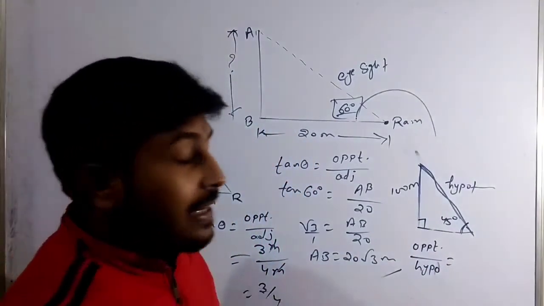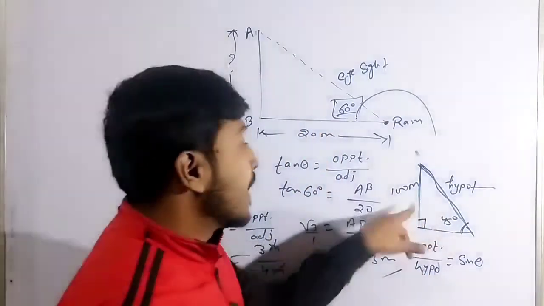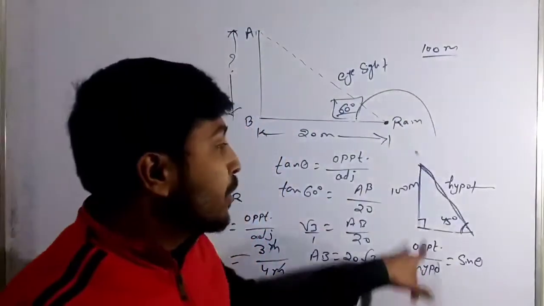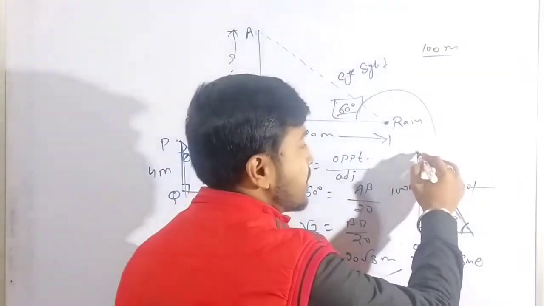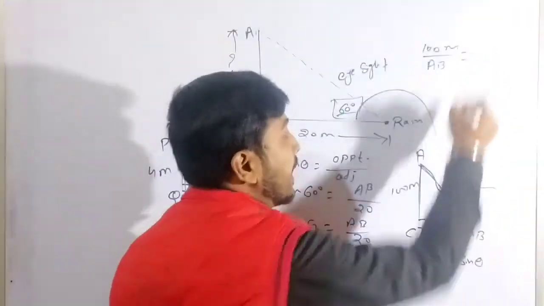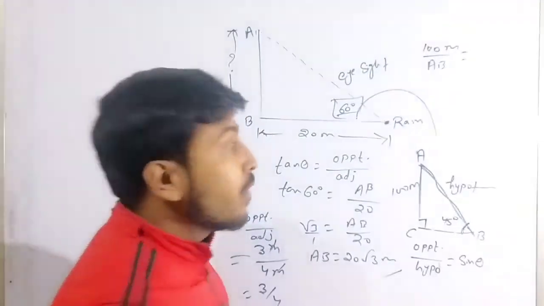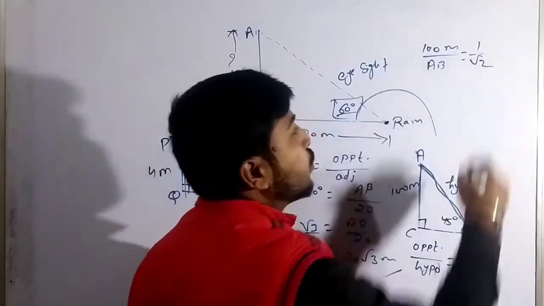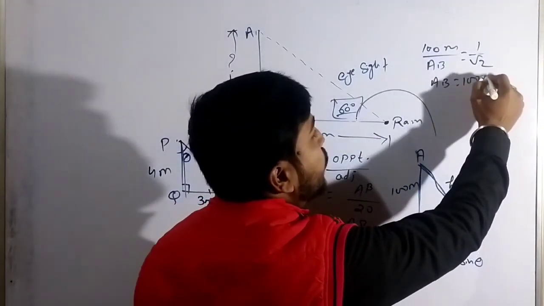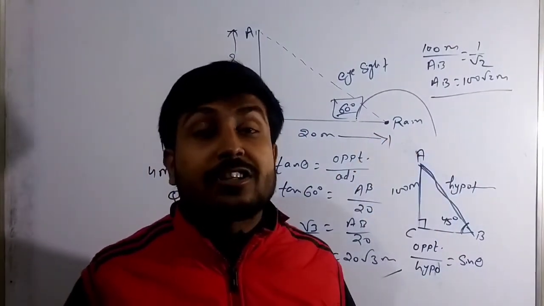So opposite by hypotenuse is what? Sine theta. What is opposite? 100 meter. Hypotenuse, suppose this is AB, and the value of sine theta, that means sine 45, is, what is the value of sine 45? That is 1 by root 2. So AB equals 100 root 2 meter. That's all about trigonometric ratios.